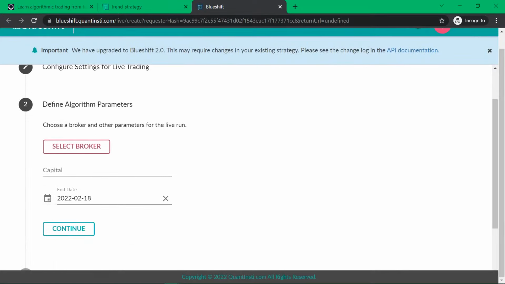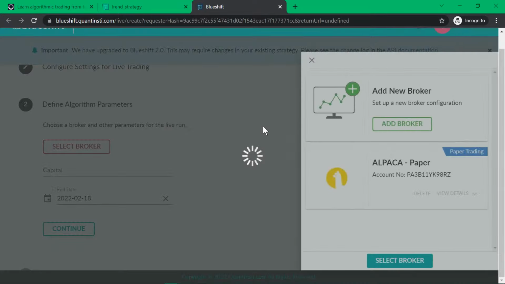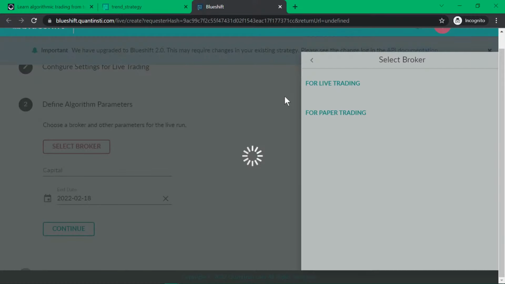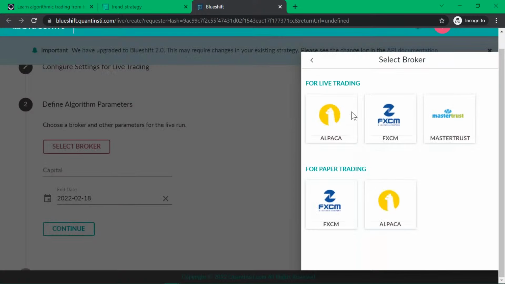The next step would be to select your broker. To trade, you need to have an integration with your broker. For example, Blueshift has integration with these brokers. If you want to release your algorithm live with real money, you can select Alpaca for US equities. For Forex, you can select FXCM. And if you are trading in Indian markets, you can select Master Trust. For paper trading, you can take this algorithm to paper trading in Forex markets using the FXCM broker, or you can also use Alpaca if you are doing it on US equities.